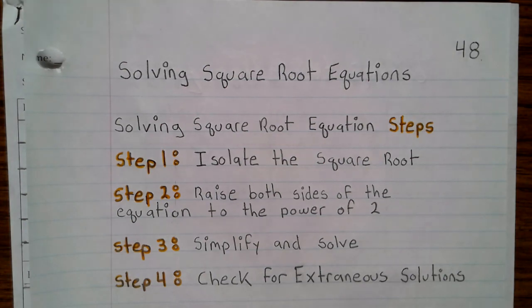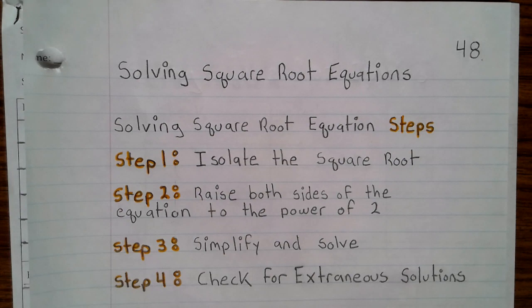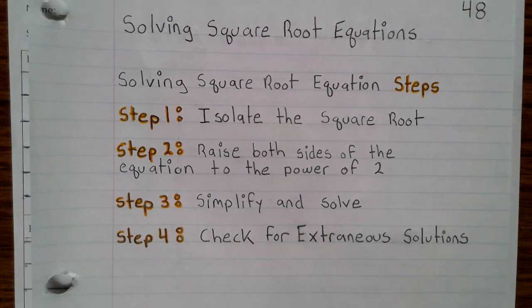Okay, Wildcats. Today we're looking at journal page 48, solving square root equations. Solving square root equation steps. Step 1, isolate the square root. Step 2, raise both sides of the equation to the power of 2. Step 3, simplify and solve. Step 4, check for extraneous solutions.